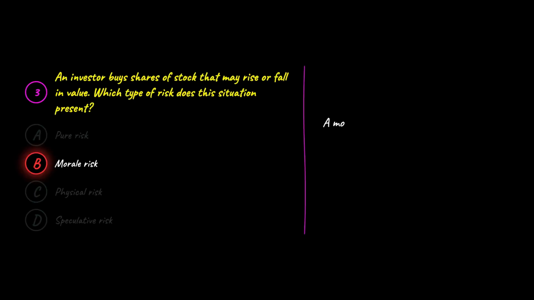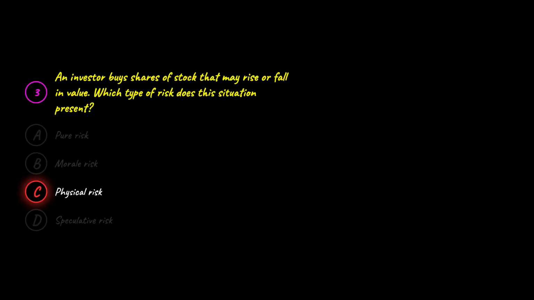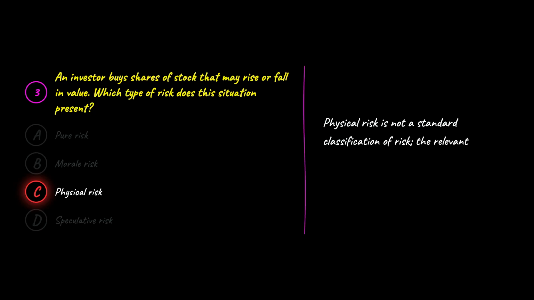B is wrong because a morale risk is not a recognized risk category. Morale describes a careless attitude, not the gain or loss nature of an investment. C is wrong because physical risk is not a standard classification of risk. The relevant contrast here is between pure risk and speculative risk.